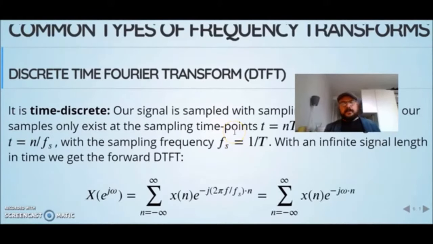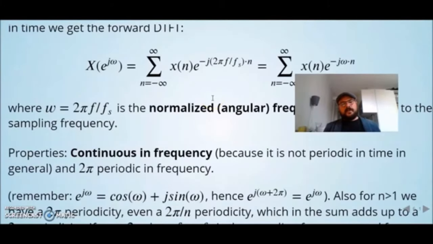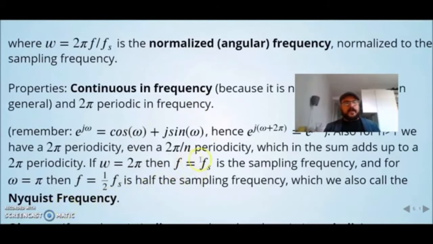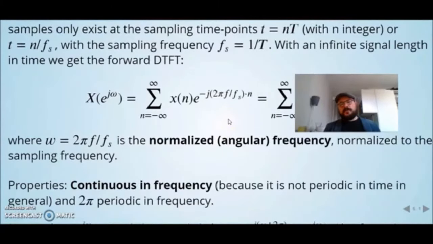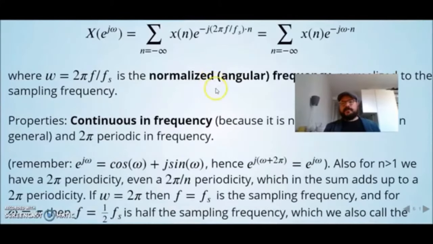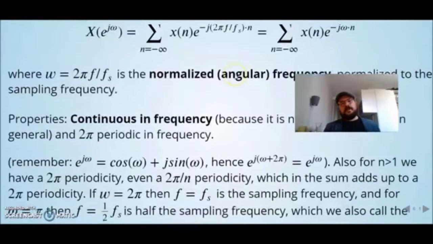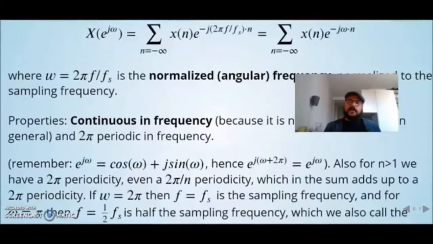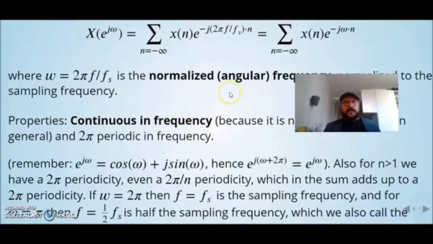We have infinite signal length from minus infinity to infinity. There is the omega, which is the normalized angular frequency, which is 2 pi times f divided by the sampling frequency. Just remember that half of the sampling frequency is called the Nyquist frequency. We talked about that before. This transform is continuous in frequency, and it's periodic, so it has a periodicity of 2 pi. One thing to have in mind is that when one domain is discrete, the other domain is periodic. So we are discrete in time, and that's periodic in frequency.